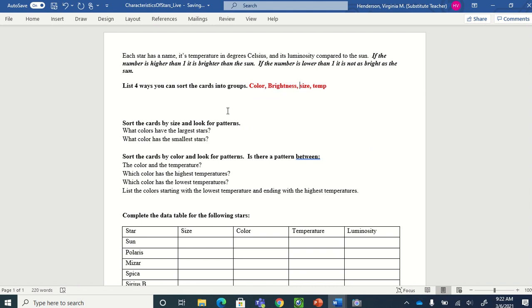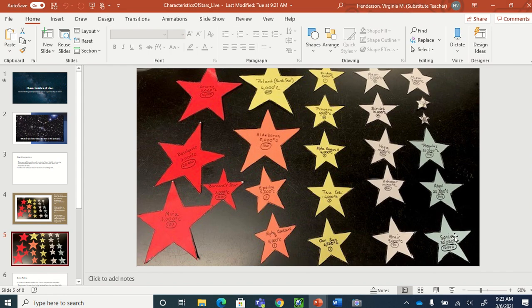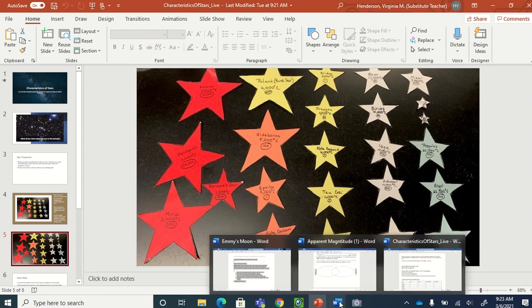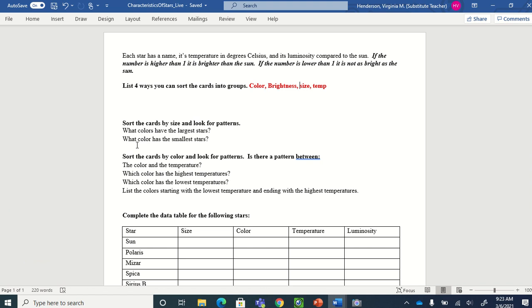Okay, so there's 4, and it says sort the cards by the pattern, so they're already sorted for you, but they're really hard to see, right? I mean they really are. So it says what colors have the most, which ones have which stars. So the large stars here, right? Those are the large stars. And it says, what colors have the largest stars? And the largest stars come in the following colors.